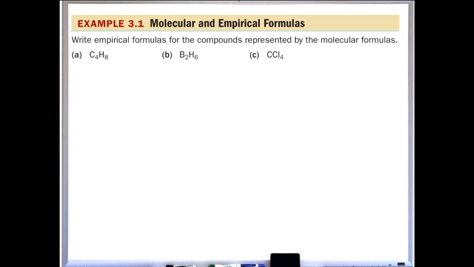Okay, so the first one, we see C4H8. So I could easily reduce this by 4, right? So I could say CH2, where n equal to, oh sorry, to 4. Sorry, that's an n, might not look like it. Okay, next one, B2H6. We can easily reduce by 2. So we'll just say BH3, and n equal to 2.